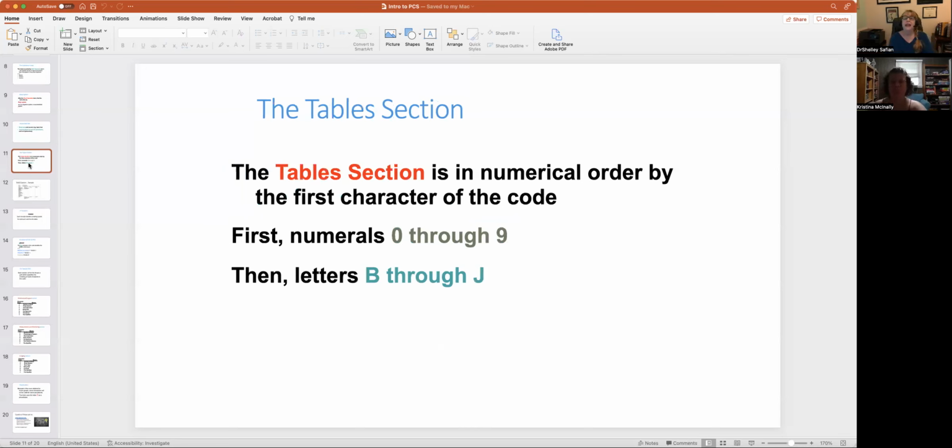All right. The table section is in numerical order. So we start with 0, go through 9, and then that's followed by letters B as in boy through J as in Juliet.